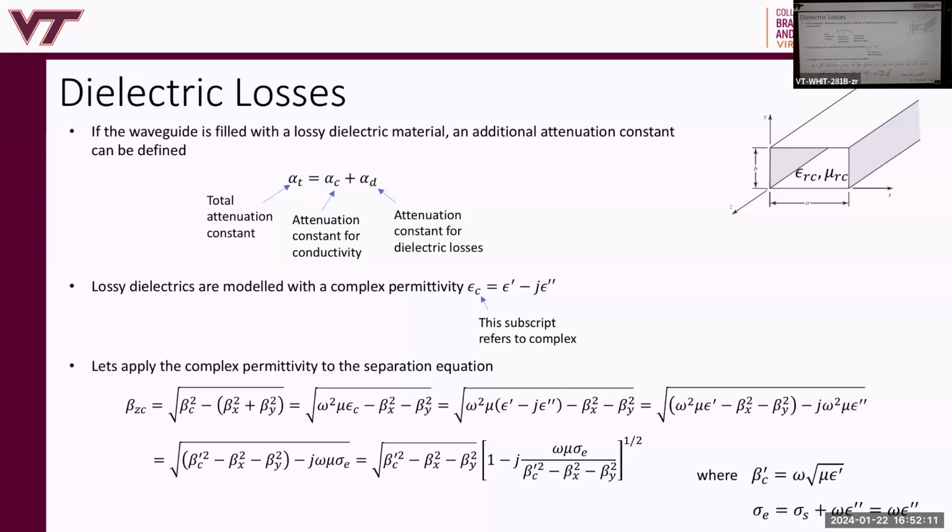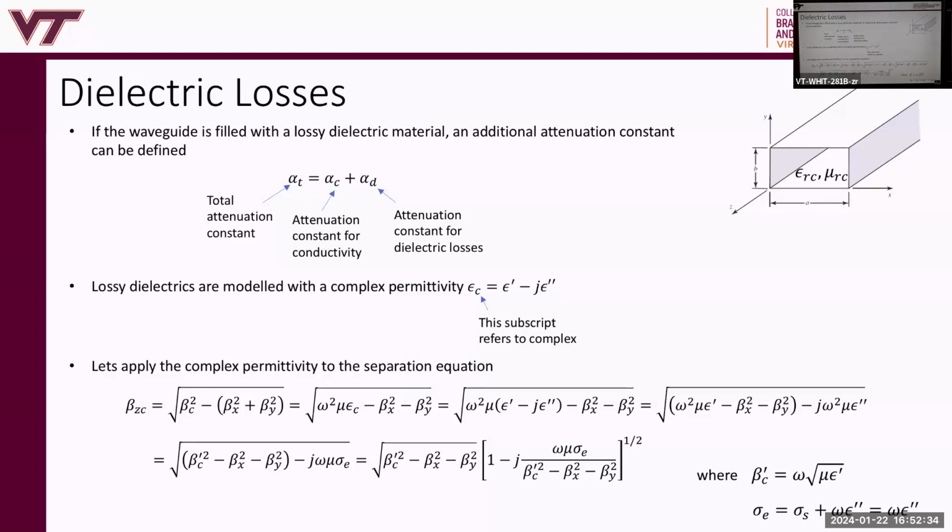Lossy dielectrics are modeled with a complex permittivity. Remember from last semester, epsilon complex is epsilon prime minus j epsilon double prime. Okay, this is attenuation due to conductivity, and this subscript here refers to complex permittivity, but this subscript here refers to conductivity. All right, so don't mix those up.